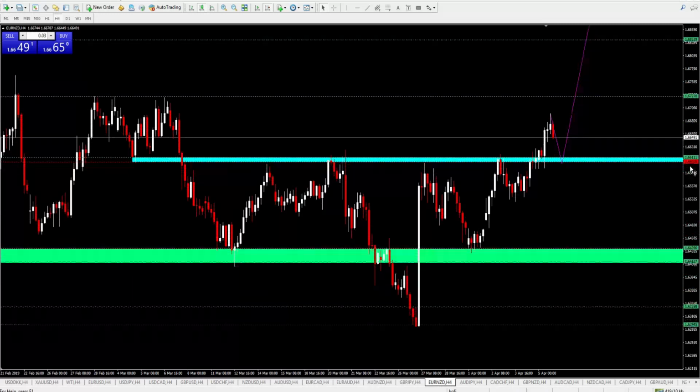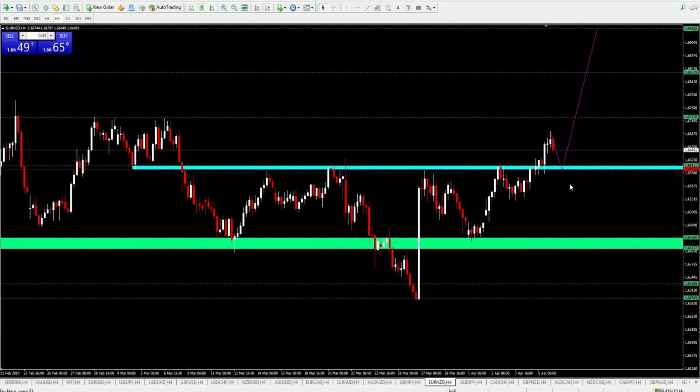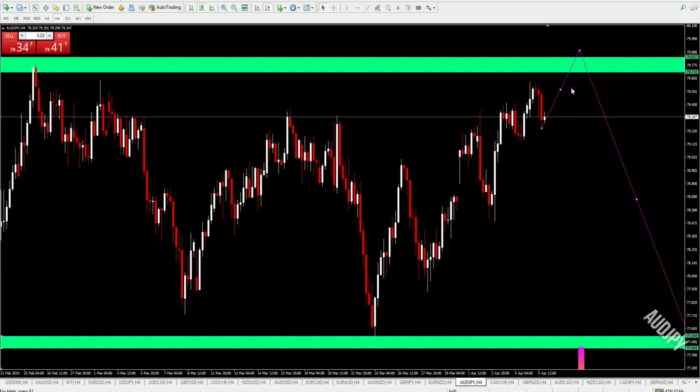So when you get a pushback to test the previous resistance turning to support, we should start looking for a buy from this zone all the way up to this level. The first, the second, the third. Now AUD JPY, we are looking for a sell at this zone. If the market pushes and tests this level, we should start looking for a sell.